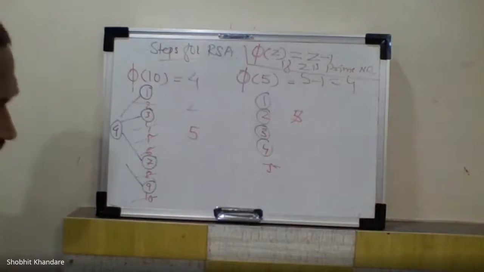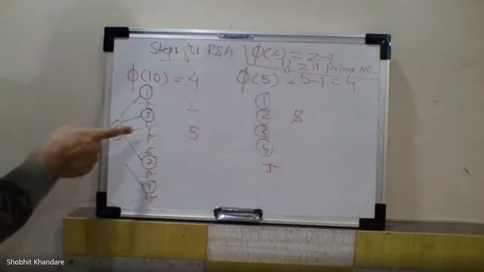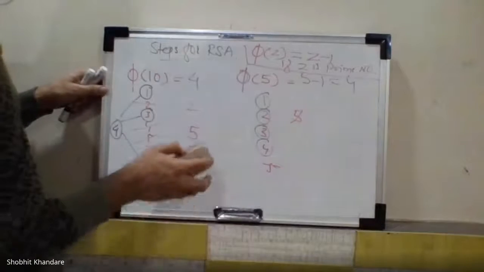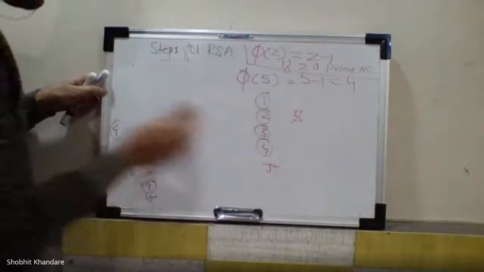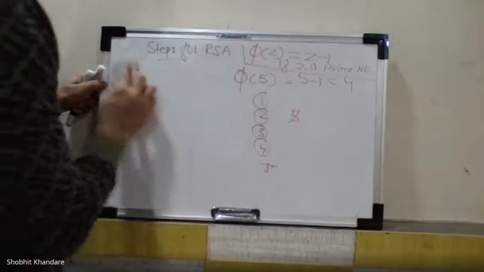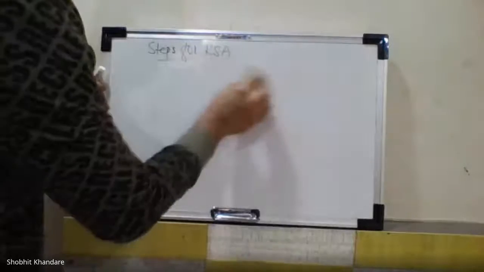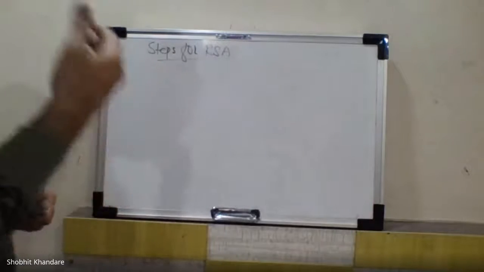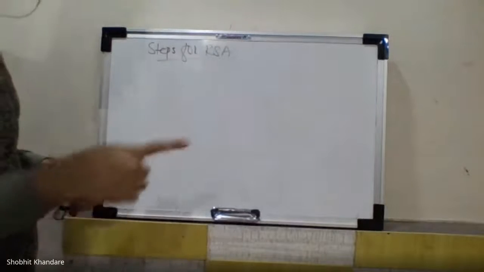Okay. With this understanding, we have completed the second step. Go with the third step now. If you have any question, any doubt, please ask. While solving the problems, we'll encounter such totient functions, and in that case we'll be able to understand.